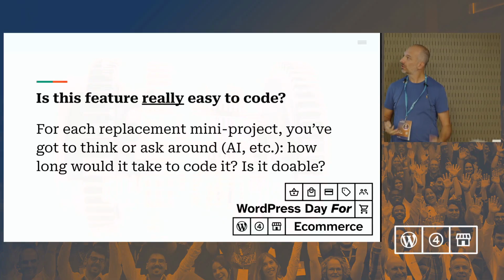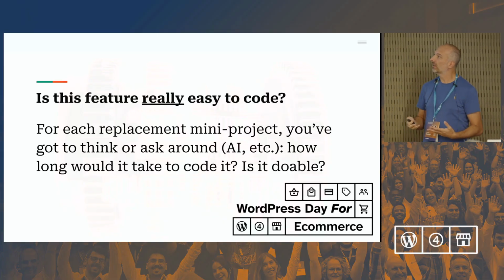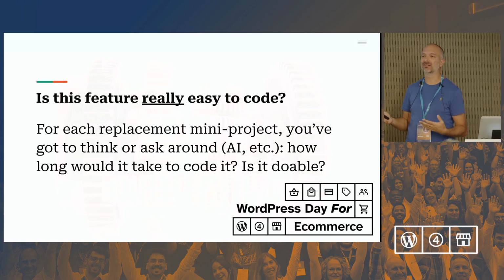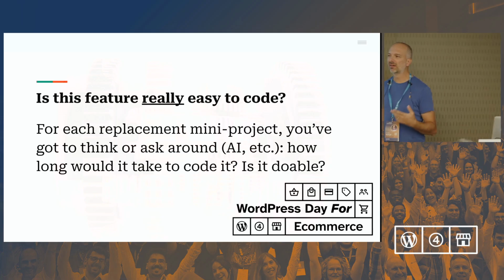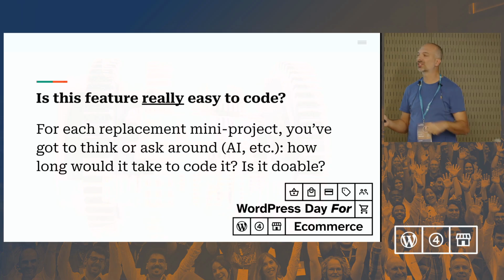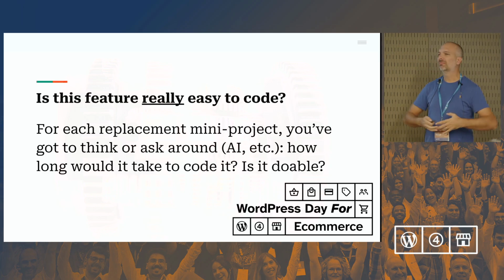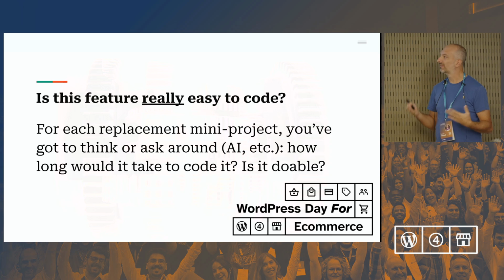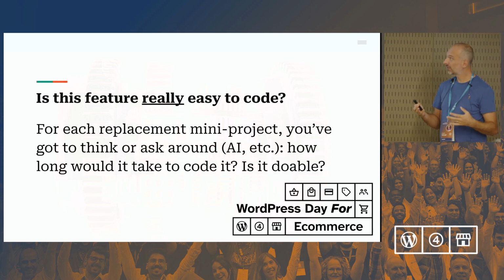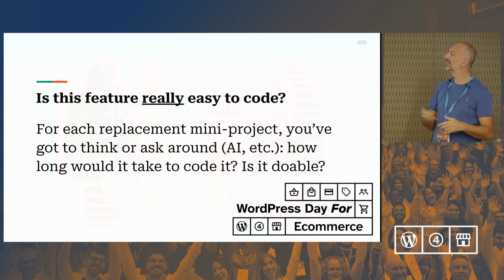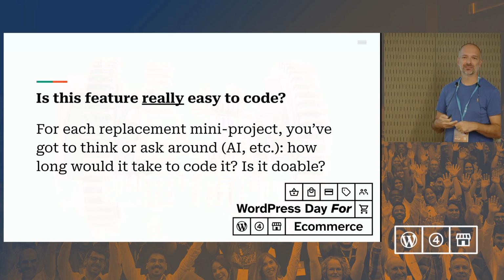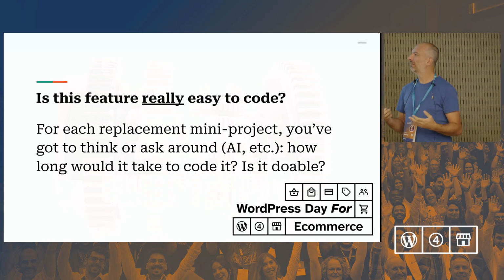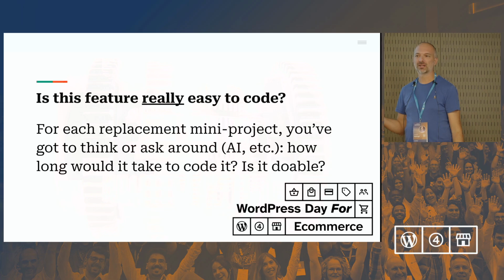And the question that you should be asking yourself really is: is this feature easy to code? Because if it's not, if it's a payment gateway, if it's a complex API integration, if it's a plugin that people invested thousands of hours on, then you can't really replace it. So for each replacement mini project, you have to ask around, maybe AI, or think about it: how long would it take to code it? Otherwise, it makes no sense.